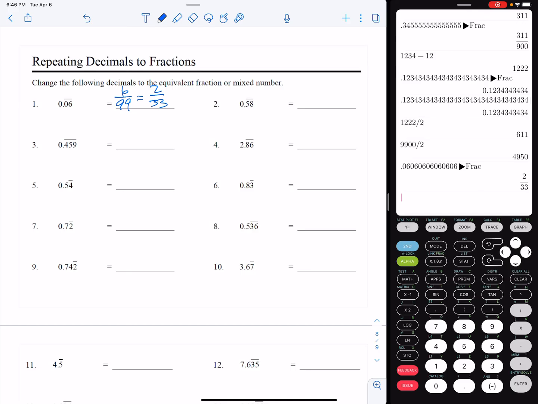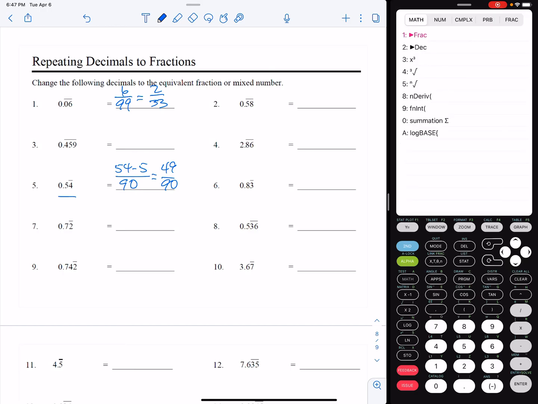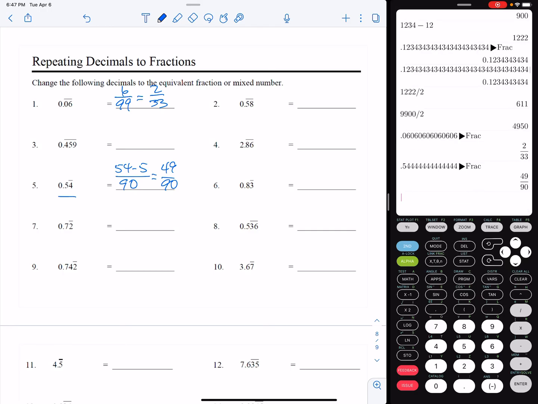Okay, now let's look at one that only part of it repeats. So let's come down here and look at question number 5. So in this one, you're going to take the whole decimal, 54, subtract the non-repeating part, 5, over. You've got one digit that repeats, one digit that doesn't repeat. So our unsimplified is going to be 49 over 90. So then we go to our calculator, 0.5444444444444, math, enter, and you find out that that one's already in simplest form, so you're done. And that's all I want you to do on this assignment.